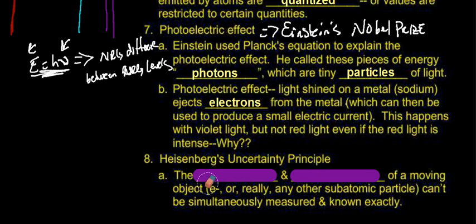Okay, and finally we have Heisenberg's uncertainty principle, which is sort of an idea that you need to know, but we're not going to test on it a whole lot. It's the idea that the position and the momentum of a moving object, an electron or really any other subatomic particle, cannot be simultaneously measured or known exactly. We can't know them both at the same time. Because of this, we can't really tell where an electron is in an orbital, or if we know exactly where it is, we have no idea where it's going to be next. And so there's a level of unpredictability to the motion of the electrons, and that is governed by this Heisenberg uncertainty principle.